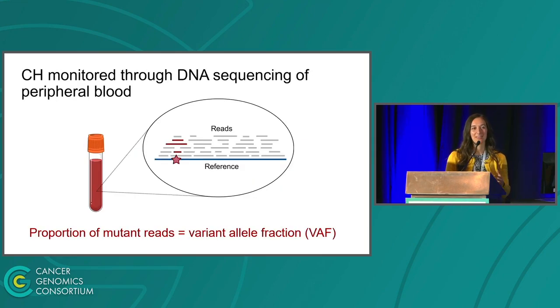So currently, the method for monitoring clonal hematopoiesis relies on next generation sequencing, specifically DNA sequencing of peripheral blood. And so there are a number of genes that we know get mutated in this process, and so targeted sequencing looks for mutations in this specific set of genes. And basically, you count how many mutant reads you have at those locations compared to the total number of reads, and that proportion is called variant allele fraction, or VAF.